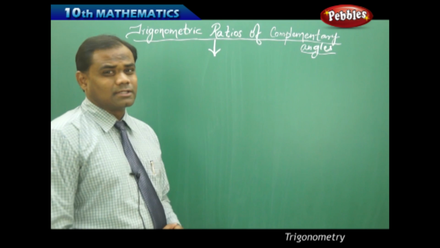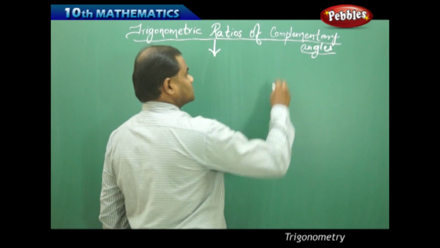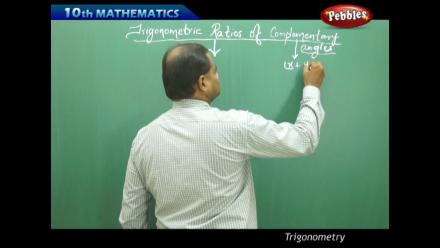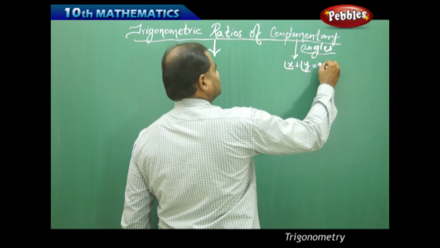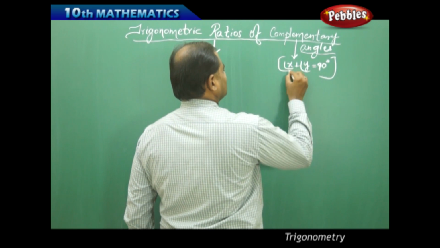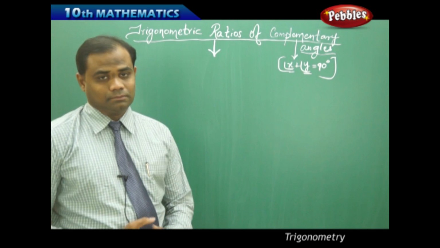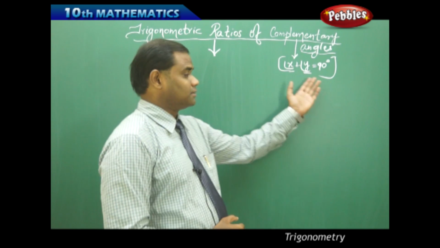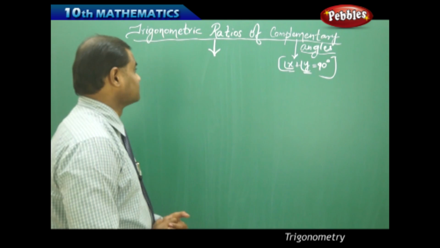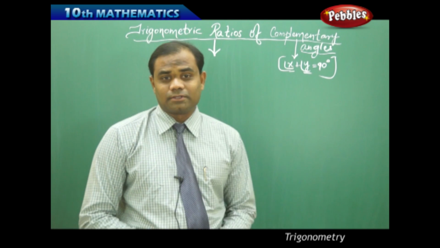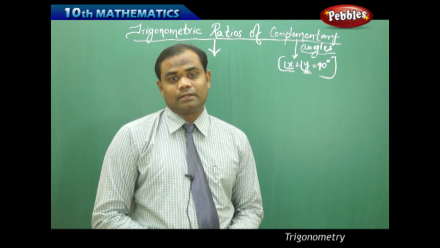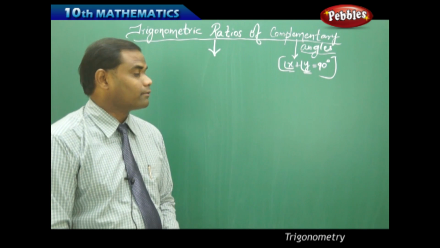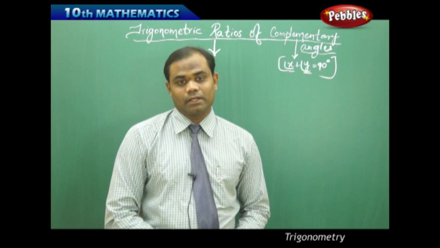Now that we have already discussed supplementary and complementary angles, let me just give a brief introduction. If angle X plus angle Y is 90 degrees, then we say X and Y are the complementary angles. Now, using this definition of complementary angles, let's see how the trigonometric ratios of complementary angles are considered and what outcome comes out of the discussion.